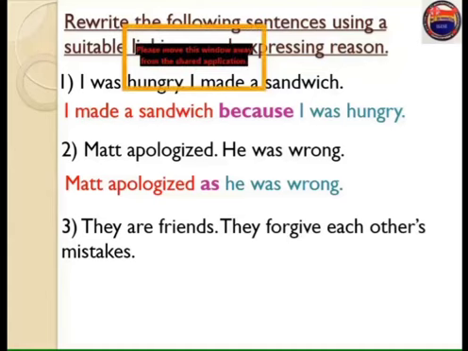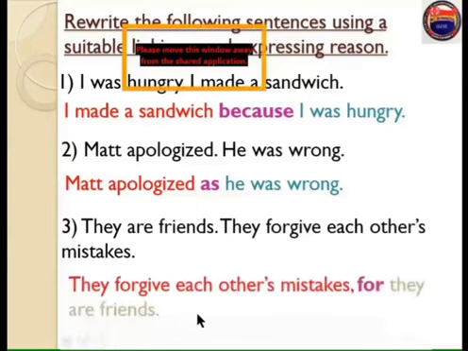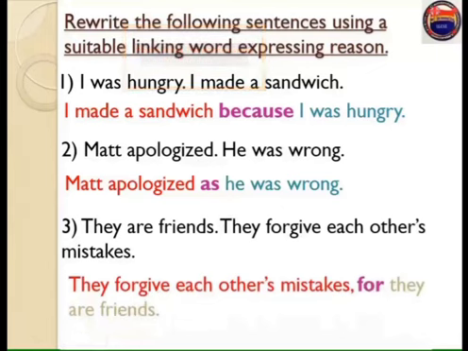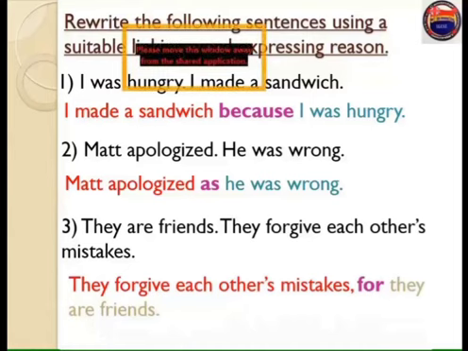Rose, we cannot use owing to here. They are friends. We can say they forgive each other's mistakes for they are friends. So you are going to mix the sentences or change their places. You are going to start with they forgive each other's mistakes, comma, don't forget the comma, for they are friends. And here you have a compound sentence because the word for is a coordinating conjunction.